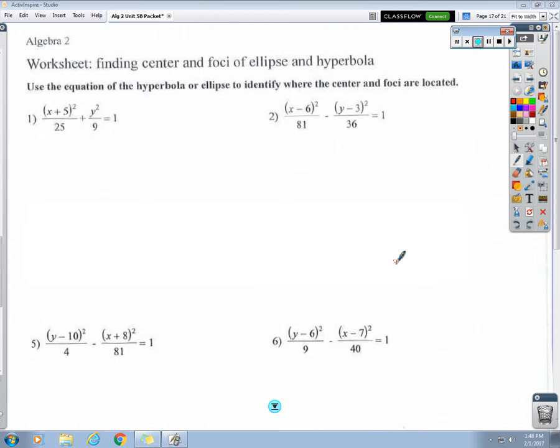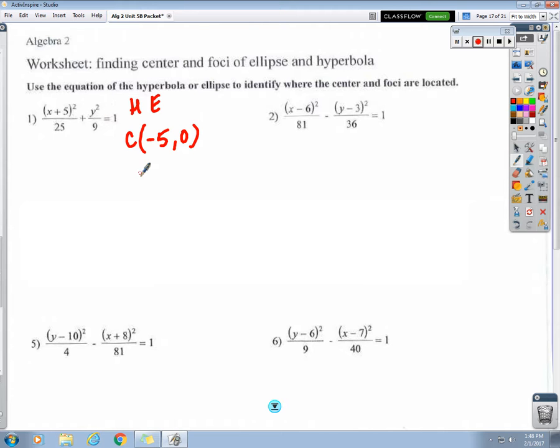Okay, number 1, what are we dealing with? An ellipse. What type of an ellipse? Horizontal. Okay, we know it's an ellipse because there's a plus sign. We know it's horizontal because the bigger number's under x. Where's the center of this ellipse? Negative 5, 0, because you have a positive 5 in the h place, so that you know that's a negative 5, and you have nothing in the k place, so it's 0.